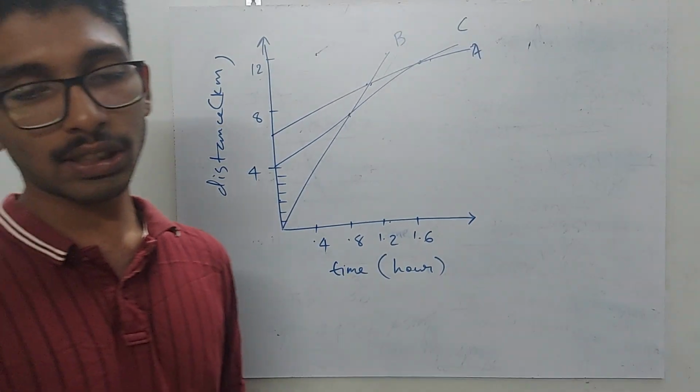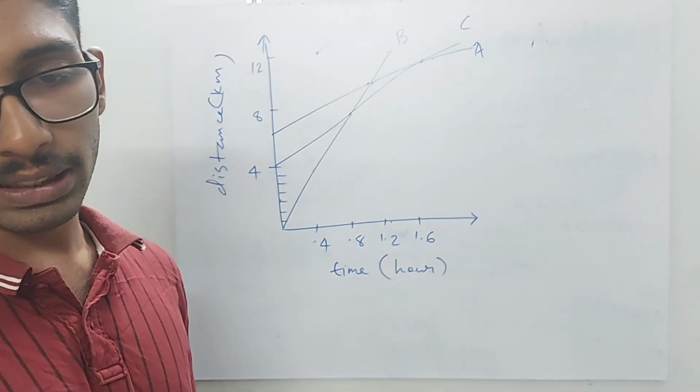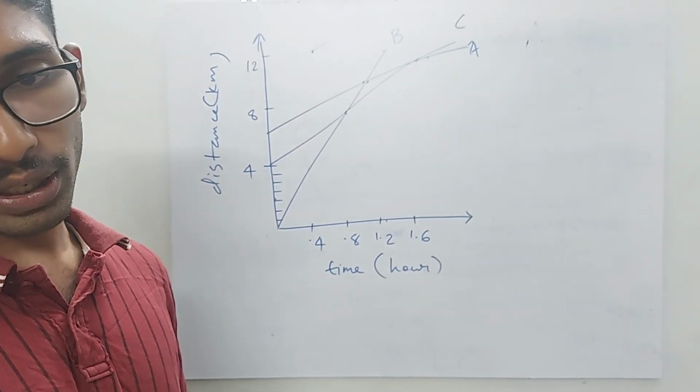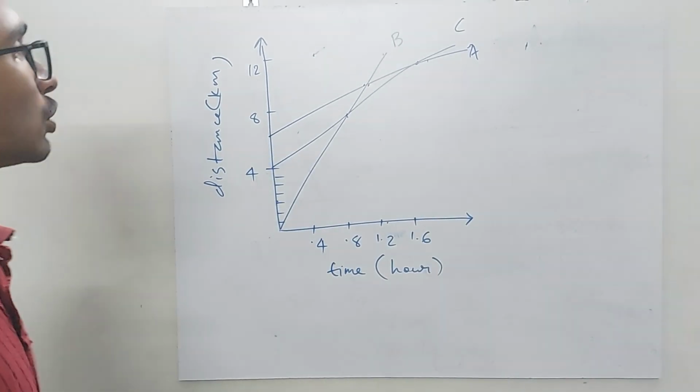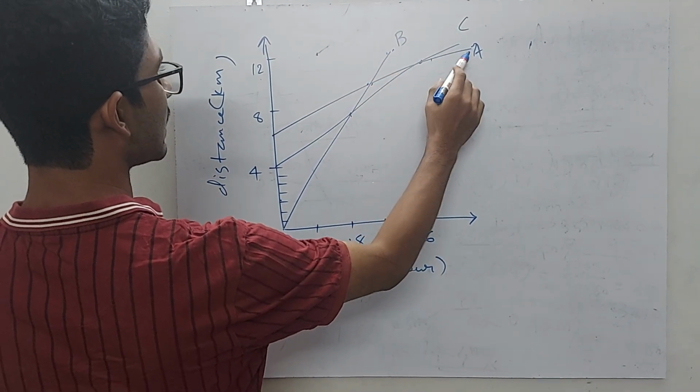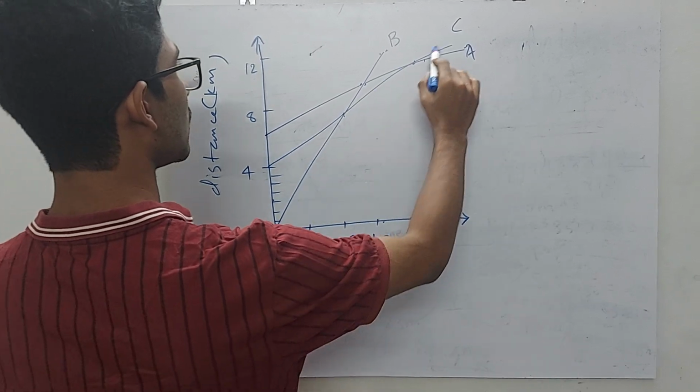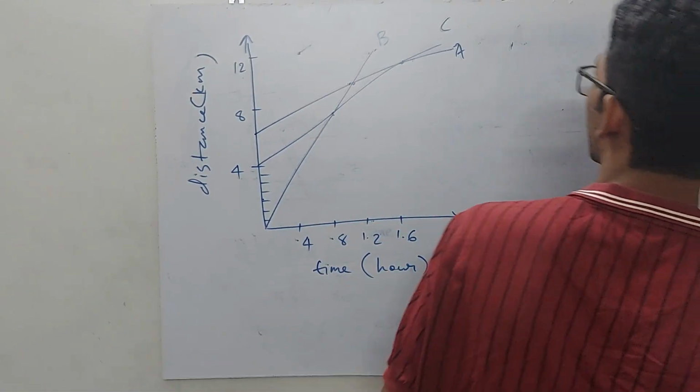Okay, the next two questions are a little bit mathematical. How far has C traveled when B passes A? So when does B pass A? This is B and this is A. Sorry, which one is A? This is C. Let me redraw this.